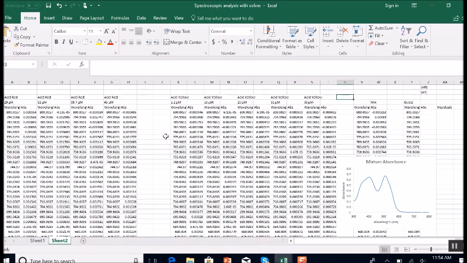So if we're going to use the complete spectrum, we're going to need to calculate the molar absorptivity, not just at 2 wavelengths, but at all of them.